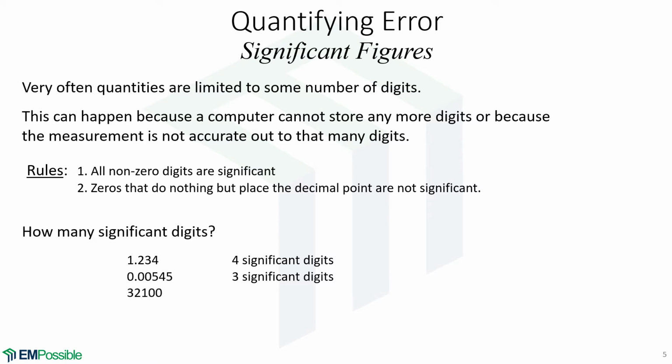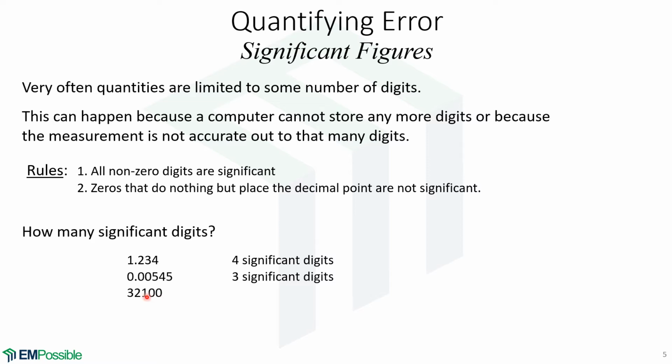Now here's a tricky one. 32,100. How many significant digits here? Well, right away we see 3 non-zero digits. So we have at least 3 significant digits. But what about these 2 zeros? You know, in this case, it's actually ambiguous.